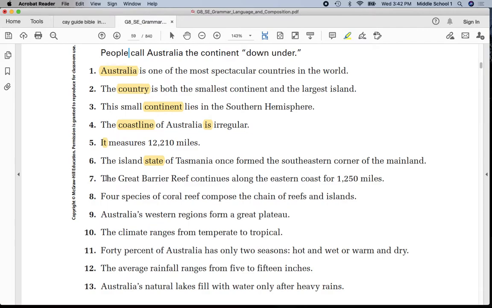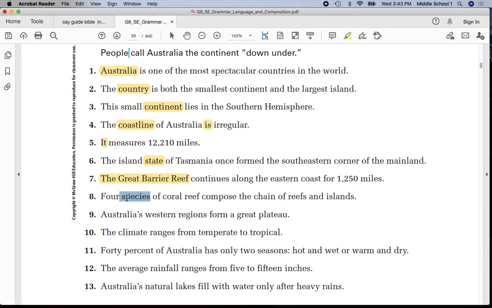Number 7, the Great Barrier Reef. This, as we're going to be reviewing in the future, is called a proper noun. It contains more than one word. It's the name of a place, the Great Barrier Reef. The predicate is continues. The line goes in between reef and continues. Number 8 is like number 4, which is like number 6.